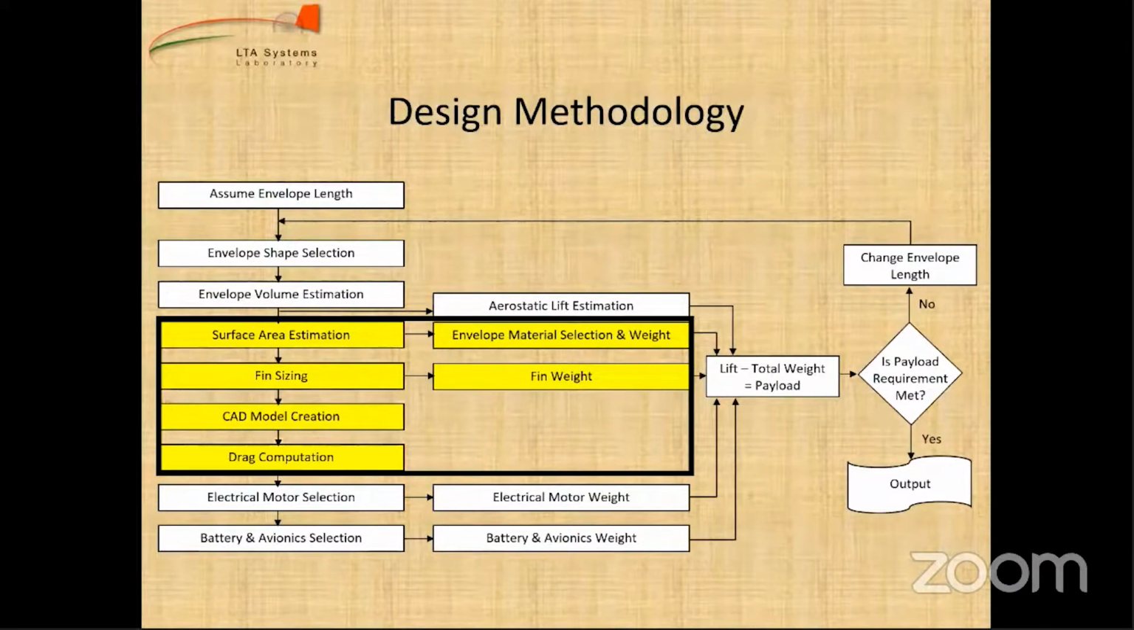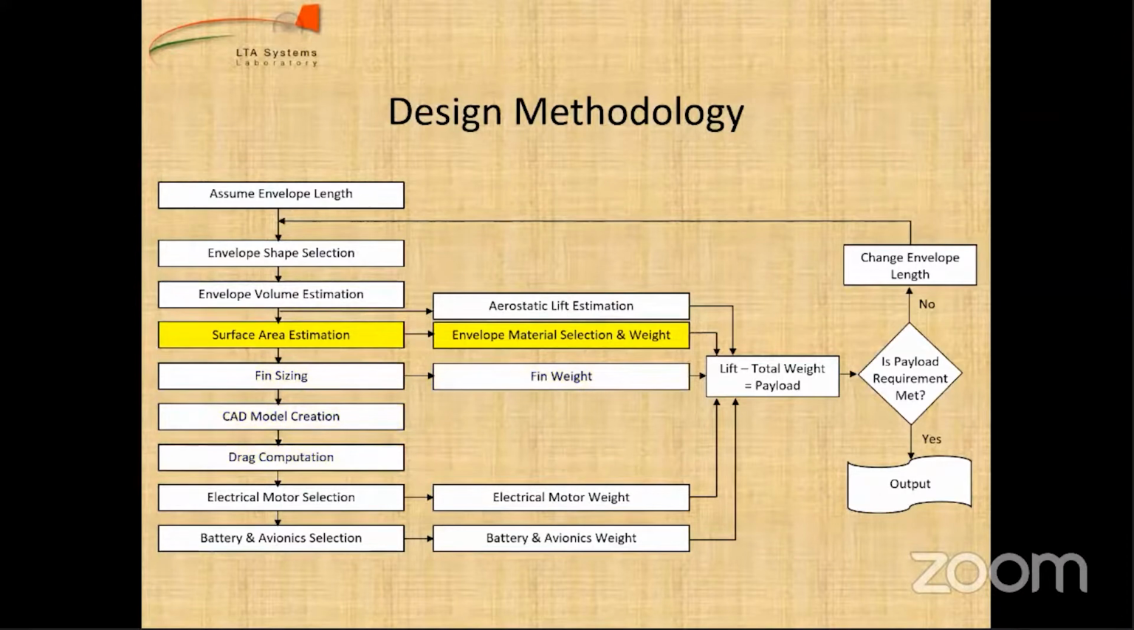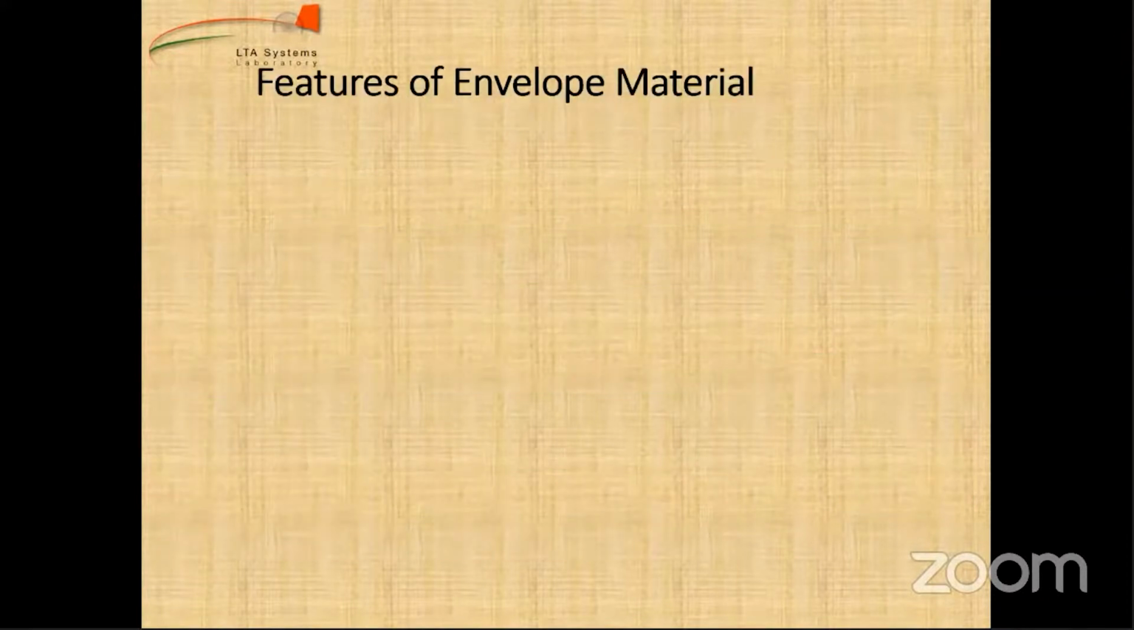So if you look at the focus of this tutorial, first will be envelope material selection and weight. For that, we need the surface area. So remember this 7.756 meter square, which will be the surface area of our envelope. So we'll further proceed in this. So the first question I want to ask you is, you have to design an airship for 250 grams. You know your shape.